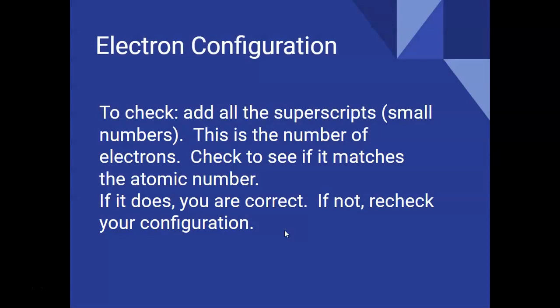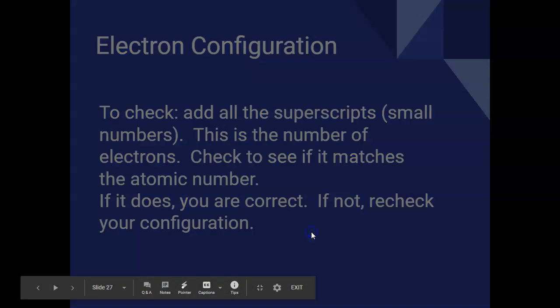Okay, to check I did it correctly, I'm going to add all the subscripts, which is those small numbers, together. That's the number of electrons. Remember, our number of electrons now, because we're still dealing with neutral atoms, is going to match our atomic number, the number of protons. If it does, you're correct. If it doesn't, we have to recheck our configuration. Somewhere we went wrong. We might have forgotten to put down a block or something like that.